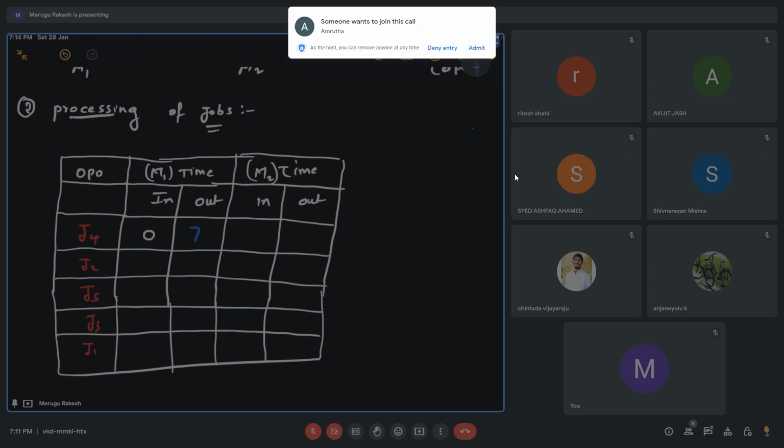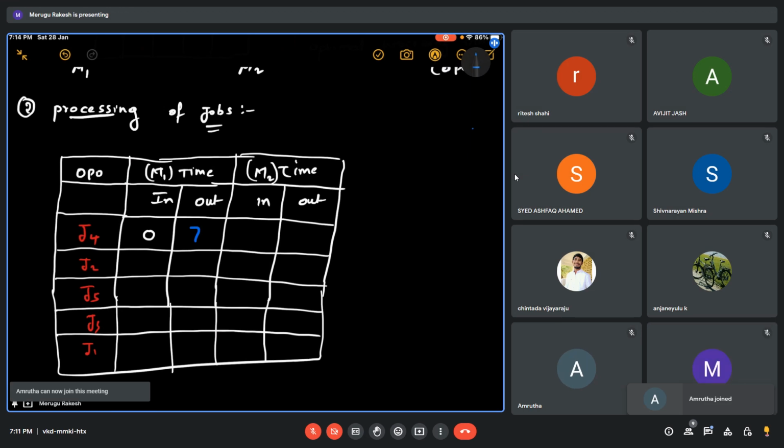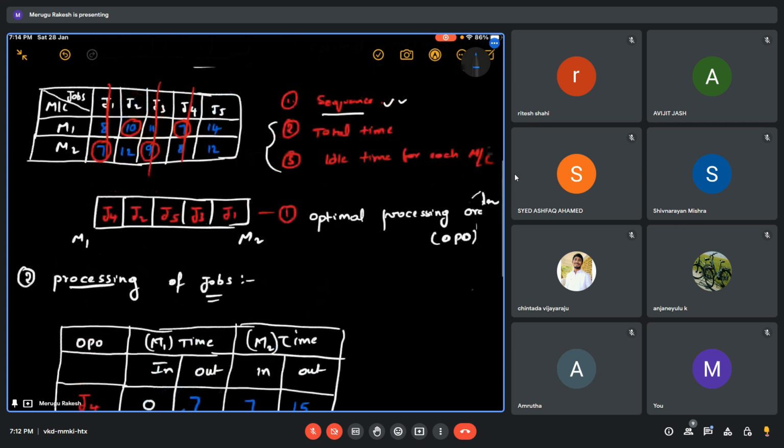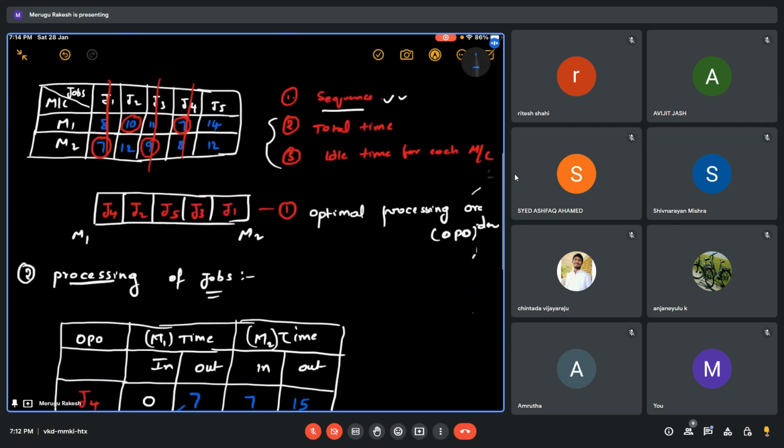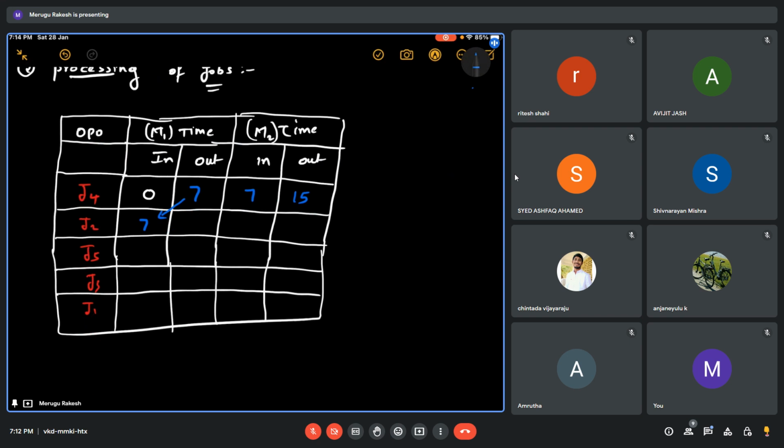So the next loading time for machine 2 will be 7. Then this J4 value for M2 is 8 minutes. So 7 plus 8 gives 15. Next, if you come to J2, we have to directly put this value here, that is 7. Now we see the value of J2 for machine 1, it is 10. So we add that 10 and get 17.